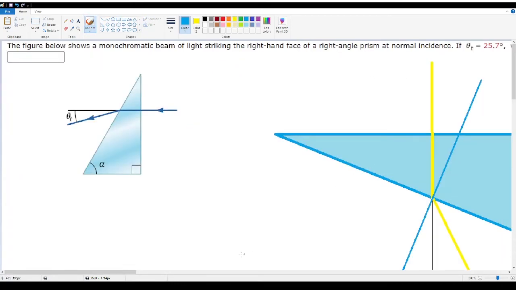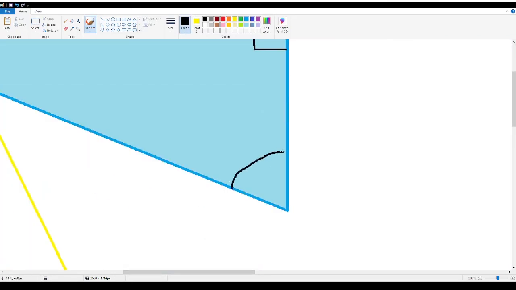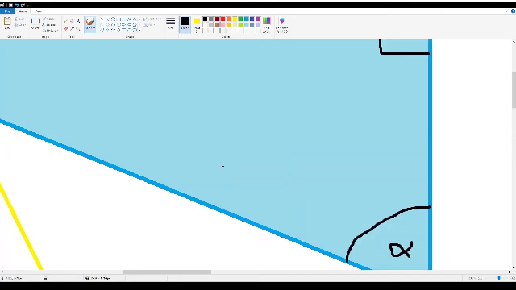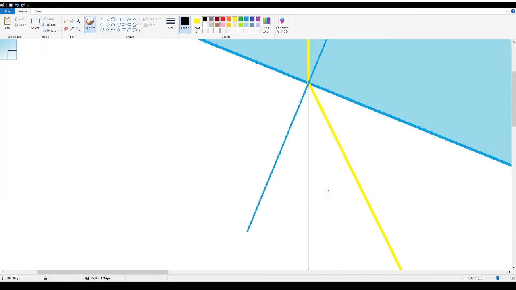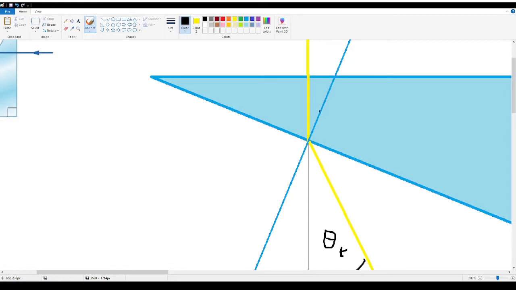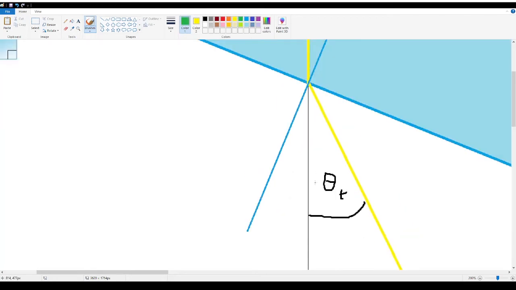So for starters, we know that this is given. This is 90 degrees. We know that this is given. This is alpha. And now we also know that this is given. Right here, this angle is theta t. Now again, to apply Snell's law, we need the angle relative to the normal. So doing a little bit of thinking, we have found that the angle that we actually need is not this black one right here, but this green angle right here. We'll call it theta green.